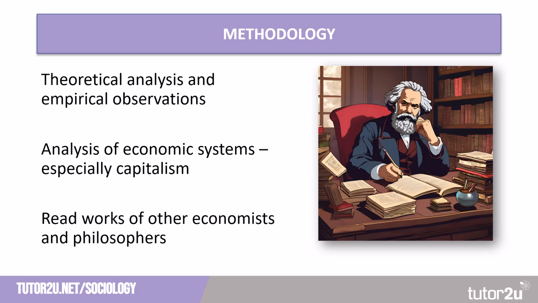Marx used a combination of theoretical analysis and empirical observation in his writings. He studied the economic systems of his time, especially capitalism, and analysed how they functioned. Marx read extensively, including the works of economists like Adam Smith and David Ricardo, and observed the industrial changes happening around him. His methodology involved critically examining economic data, historical events, and social structures to understand and explain the underlying dynamics of capitalism.